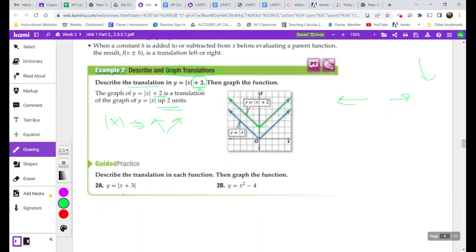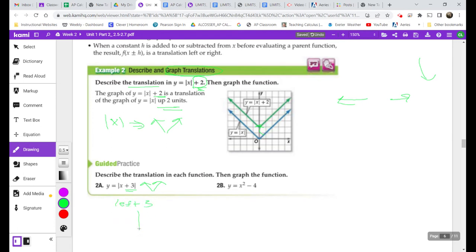Now, what's the translation on this one? This is a V-shaped graph, right? Absolute value. It's not up, it's inside. So inside, it always moves the opposite of what you see. So this one's going to move left. Whoops, I can't even write today. It's always going to move the opposite of what you see, and I'll explain that in a minute. It's going to move left 3.